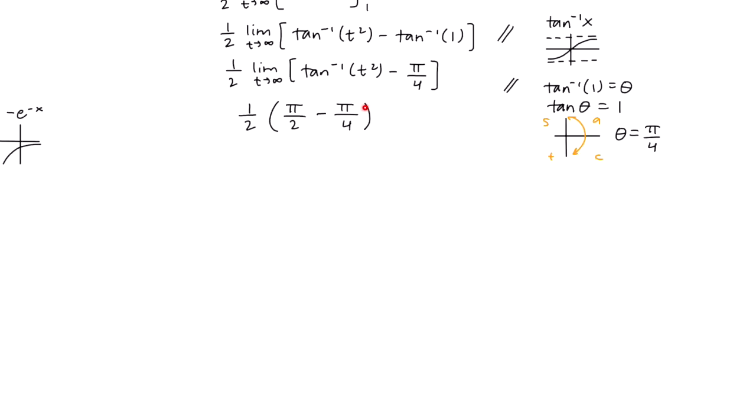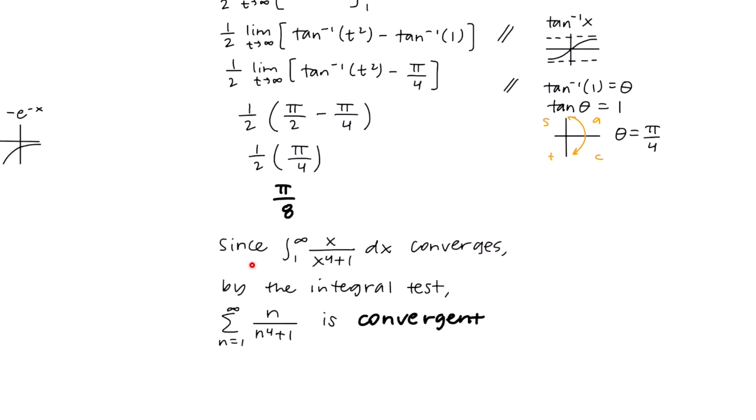And then finally, we're just going to combine these fractions. So 1/2 pi minus 1/4 pi is 1/4 pi. So our final answer is pi over 8. And I wrote it out. Since the integral from 1 to infinity of our function converges, by the integral test, our series is convergent.